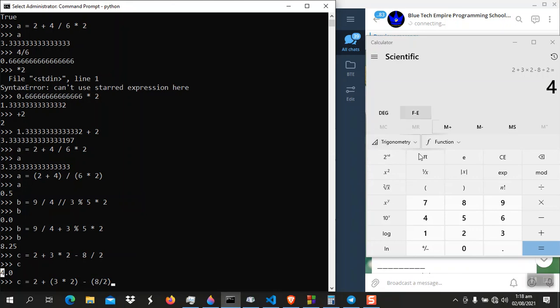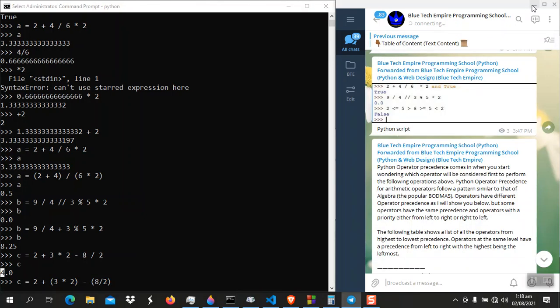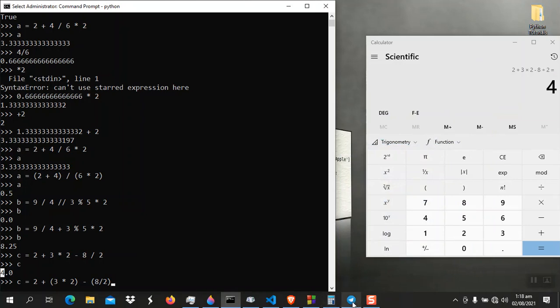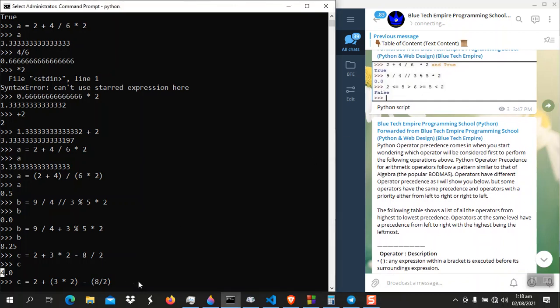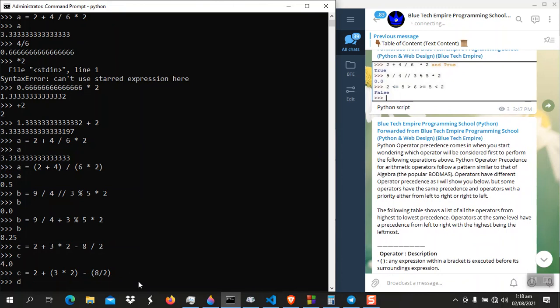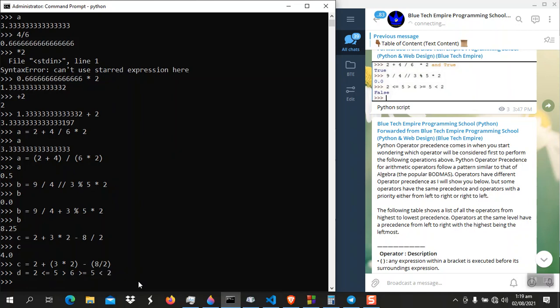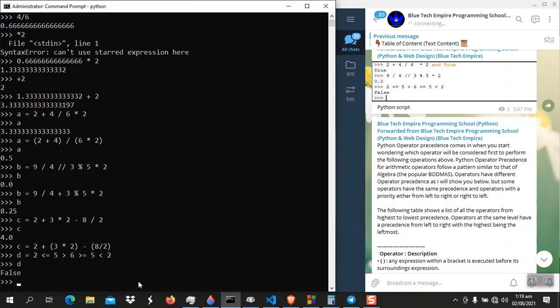So let's move forward. We can be running out of time. Now let's see, here are some other expressions. For example, let's go to the next one. We can have d equal to 2 less than or equal to 5, greater than 6, greater than or equal to 5, less than 2. This one looks really complicated. If you don't follow operator precedence, you may hardly be able to understand how this is carried out.